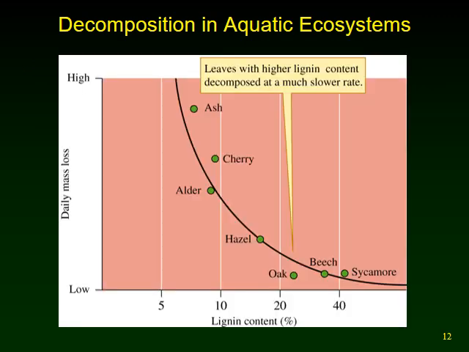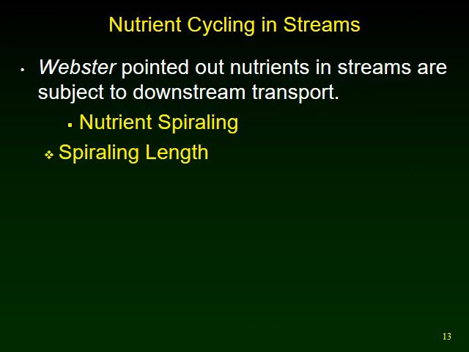rate. So here we can see the decomposition rate in aquatic ecosystems, and notice the ash, which are kind of a soft leaf, decompose much faster than, say, oaks or sycamores, and we've got alders and hazels and cherries in between, related to their lignin content.